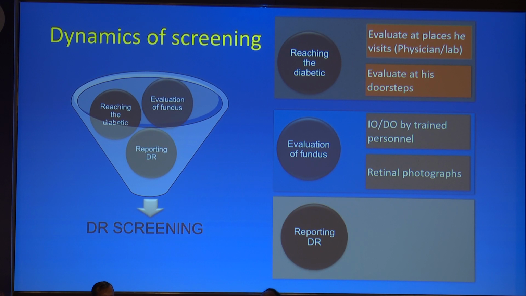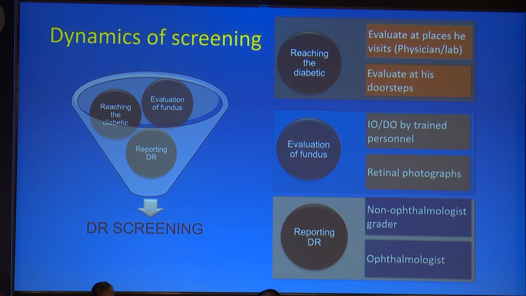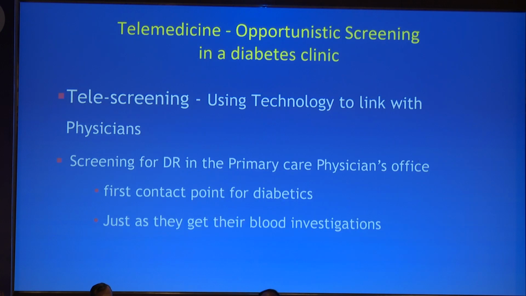And then the second part is, once identifying the target population, how do you evaluate these patients for diabetic retinopathy, evaluation of the fundus, and then reporting. Once you have done the fundus examination, how do you report? Who can do the reporting? Whether it's a non-ophthalmologist grader or an ophthalmologist.